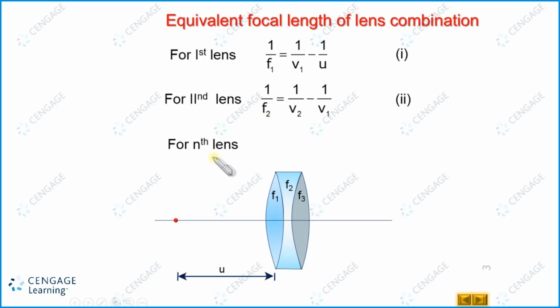So let us write for the nth lens, that is 1 upon fn equal to 1 upon v minus 1 upon vn. Here v is the distance of the image formed by the final lens, right? And the object distance for the last lens is vn. So we can use this formula. This is equation number 3. There may be n equations, of which we have not written all.